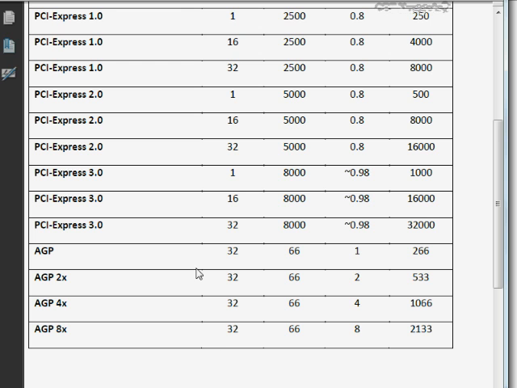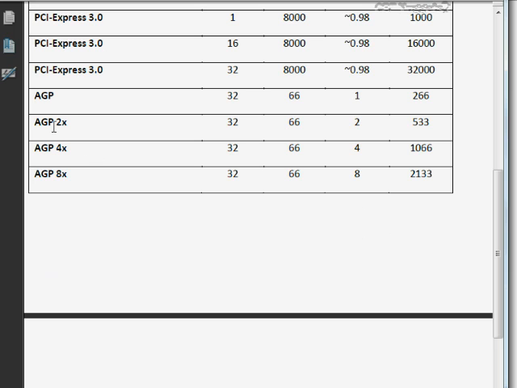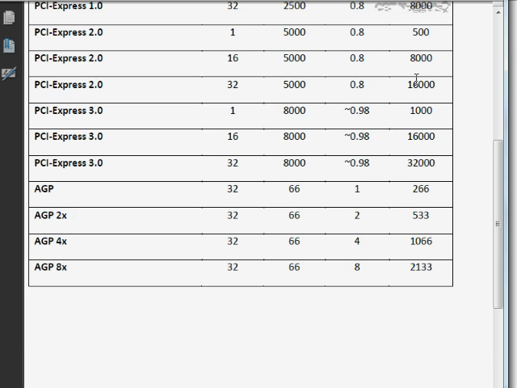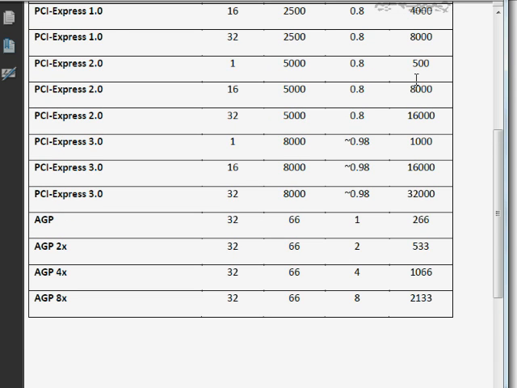AGP, I've got that also on our little PDF document here, and you can see that it's gone through several iterations. One thing that's not on here, because it was never really an A+ exam objective in the old days, is the AGP Pro, but you see different speeds available. You can see that PCI Express is going to be much more efficient and faster. Even the first version of PCI Express x16 is good for 4 gigabytes per second, whereas the fastest consumer level AGP at 8x was only about half that speed.